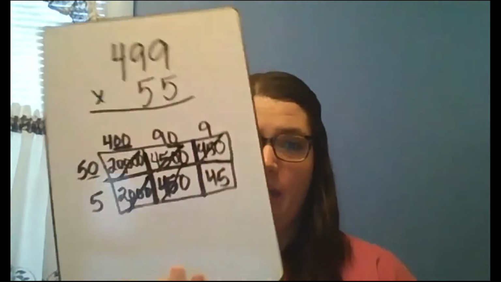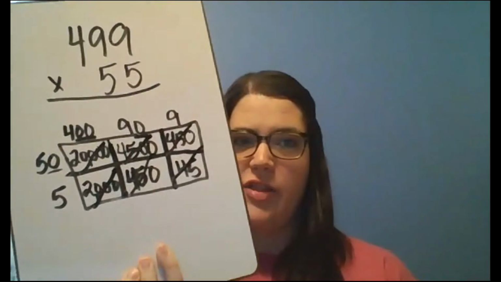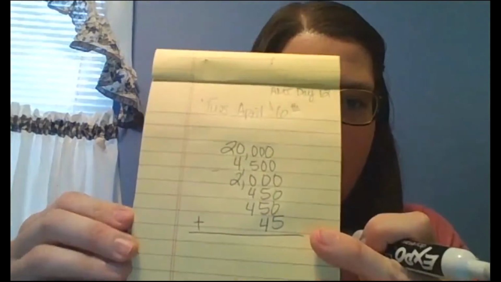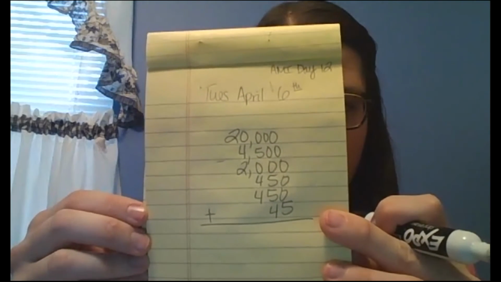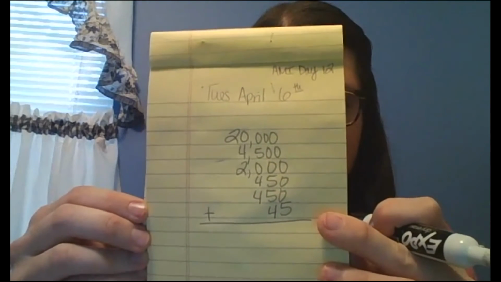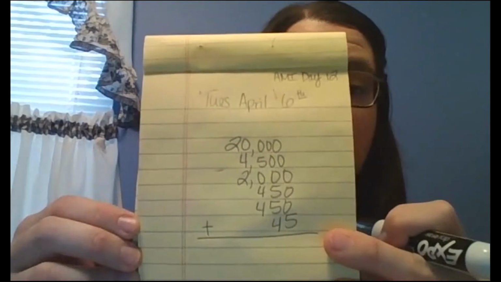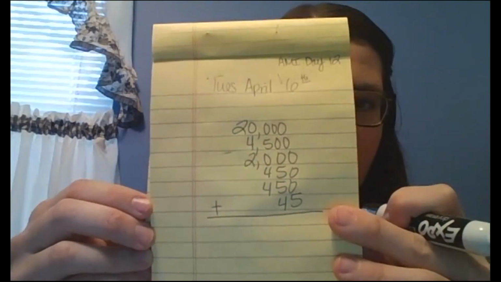So I took everything from my box. Let me mark off the 45 because I added it. Took everything from my box and I wrote it on this piece of paper here, and I just lined it all up. I did my thousands first, then I went to my hundreds, and then I did my 45 there on the bottom. So all I'm going to do is add all of those together to get our answer.